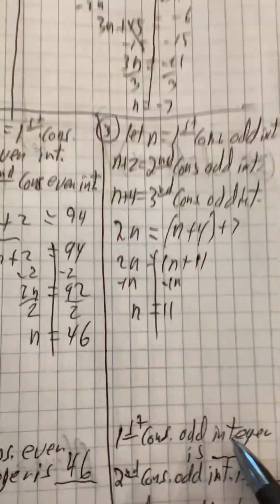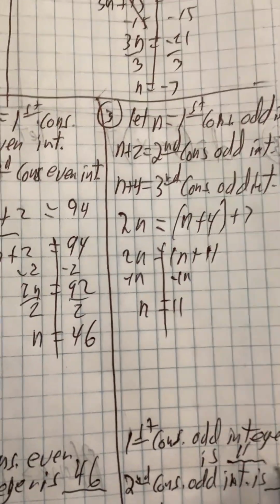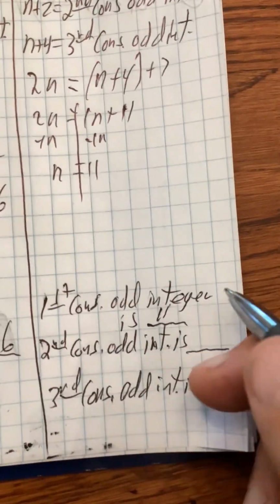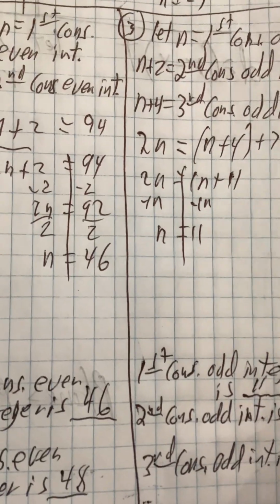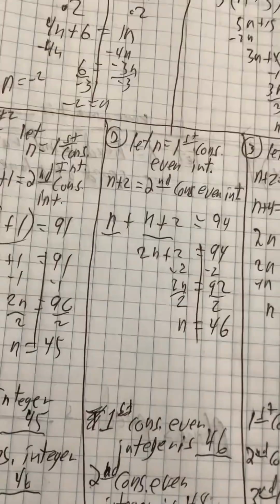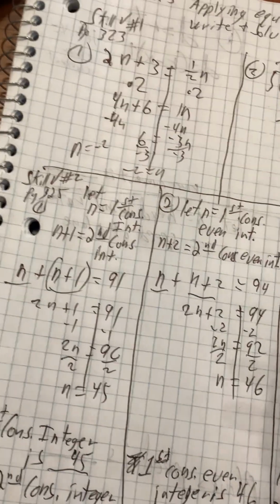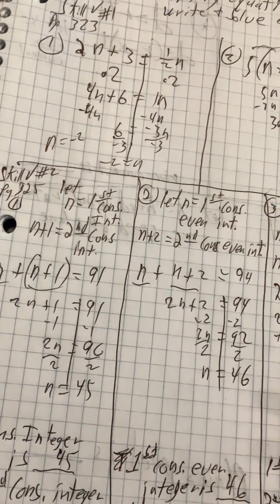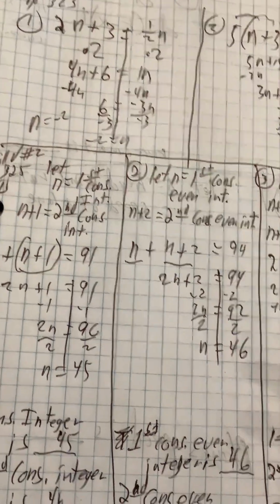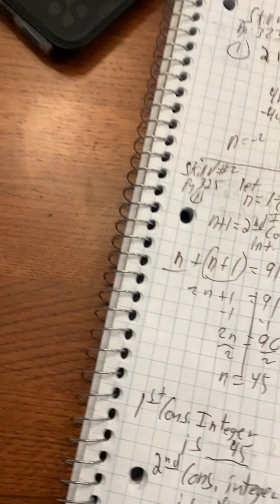So the first consecutive odd integer is 11. So the second one is going to be 13, and the third is going to be 15. And if I double the first one, that's 22, which is the same thing as adding 7 to the last one, which is 22. So I'm right, and I know I'm right.